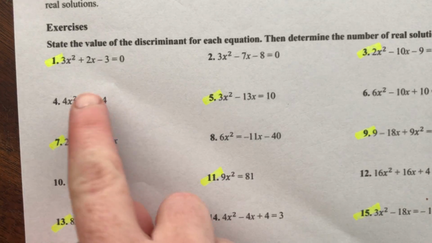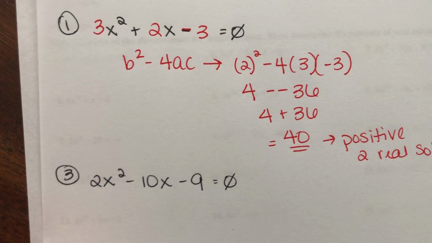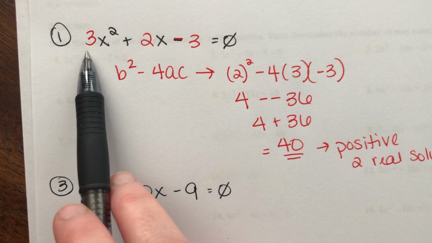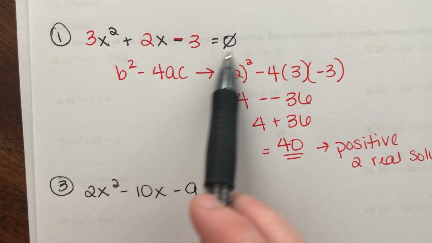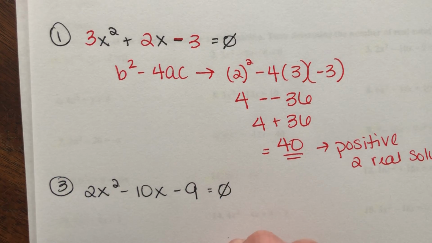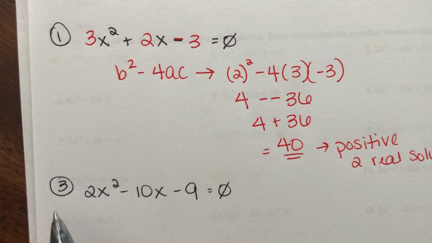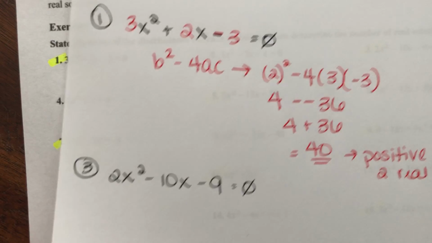I've highlighted 8. I started with number 1 already. So for number 1, the quadratic equation that we have to solve is 3x squared plus 2x minus 3 equals 0. But it's not asking us what the solution is. It's not asking us to solve for x. It's just asking us how many solutions we're going to get. So we're going to use this little b squared minus 4ac. Where did I get that? It's the discriminant. It's the part underneath the radical in the quadratic formula.